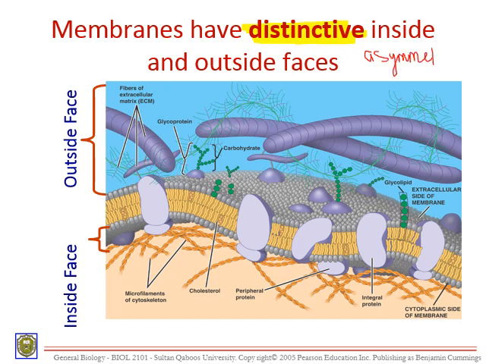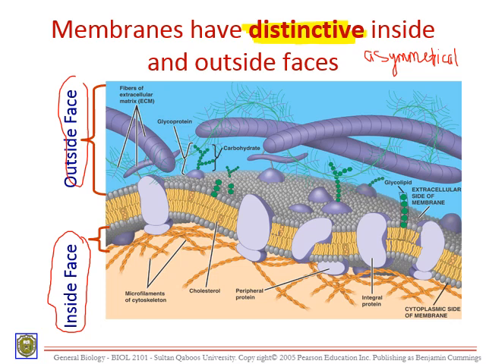Asymmetrical, which means it's not symmetrical, which means it's not the same. The outside face of the membrane is always different from the inside face of the membrane. It's always different. Let's look at the differences. What are the differences between the outside face of the membrane and the inside face of the membrane?